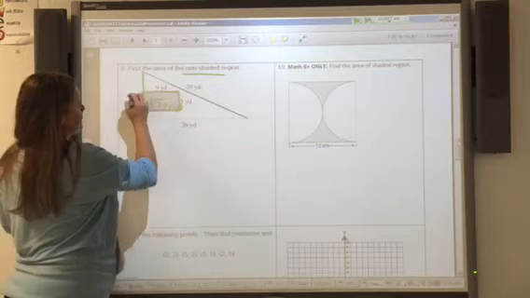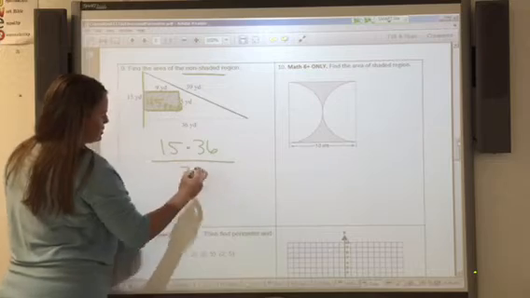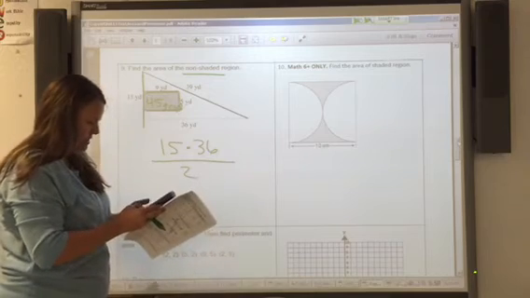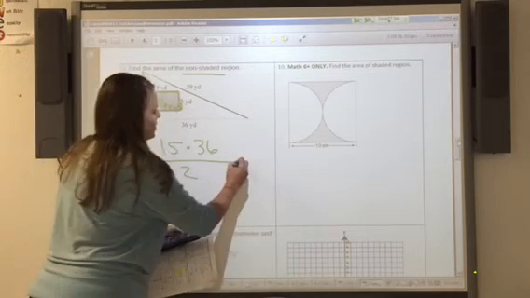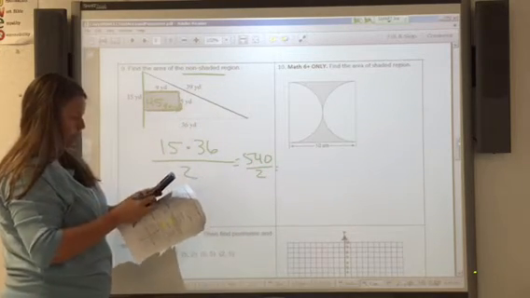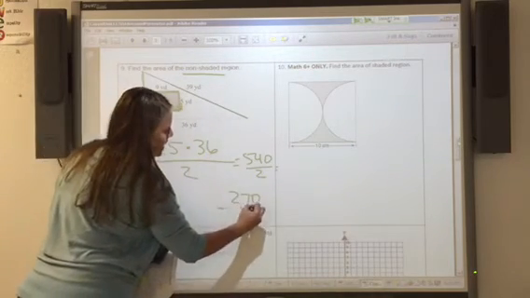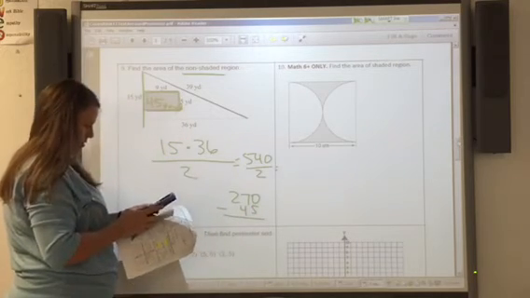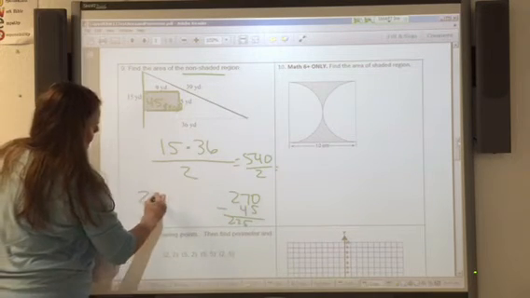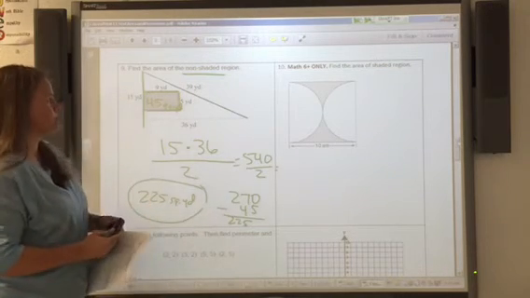So the entire triangle is going to be 15 times 36 for the length, divided by 2. And when I do that on my calculator, 15 times 36 is 540 divided by 2. And that's going to be 270 for the whole thing. I need to take away the 45. And I get 225. So 225 square yards as the final answer.